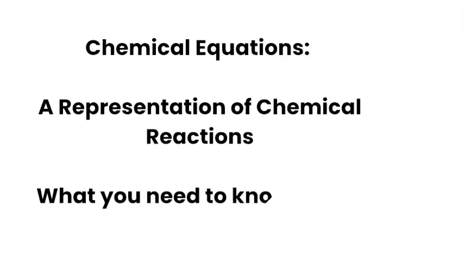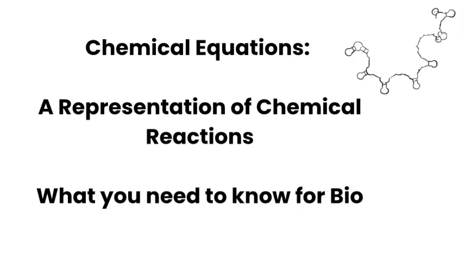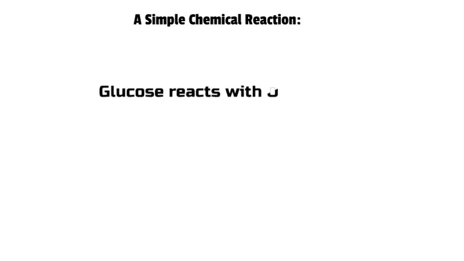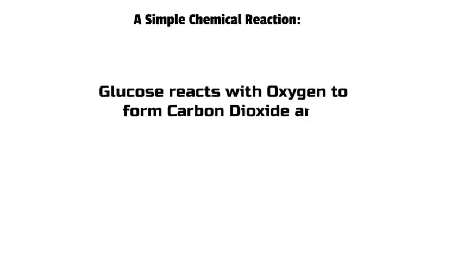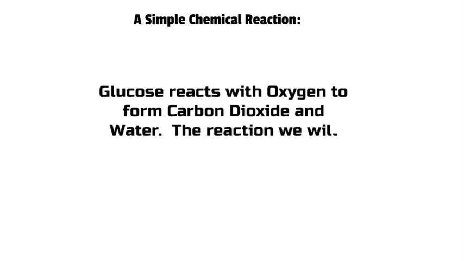Chemical equations, which are a representation of chemical reactions, are an important part of biology, and there are certain things about them you need to know for biology. Let's start with a rather simple chemical reaction. The reaction in which glucose is broken down in the presence of oxygen to form carbon dioxide and water. This reaction, we'll learn later, is called cellular respiration.